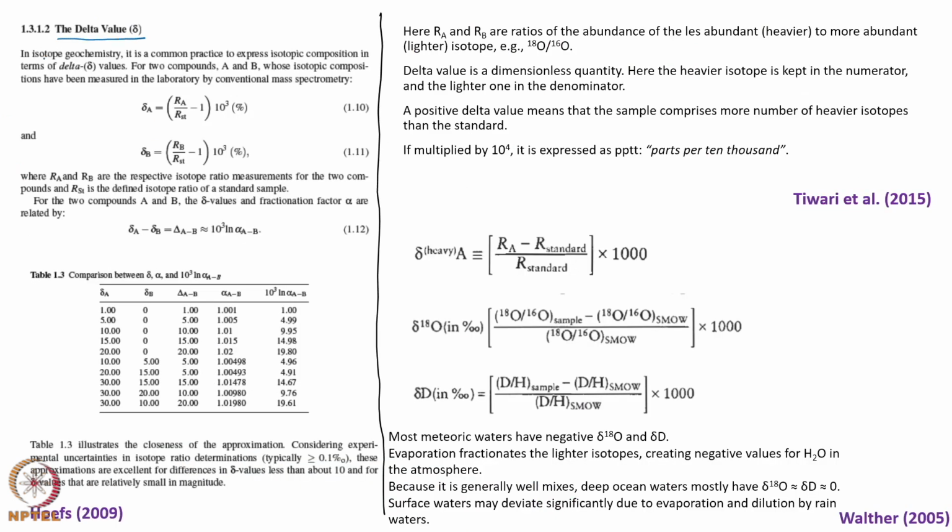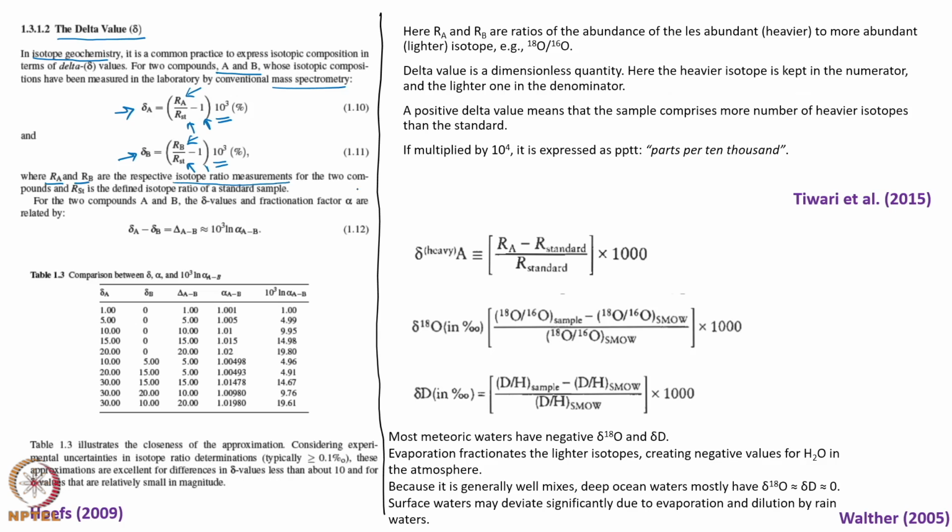A delta value in the isotope geochemistry, how is it defined? For the two compounds A and B whose isotopic compositions have been measured in the laboratory by conventional mass spectrometry, delta A is equal to R A divided by R standard minus 1 multiplied by 10 cube, and delta B is equal to R B divided by R standard minus 1 multiplied by 10 cube. Here R A and R B are the respective isotope ratio measurements and R ST is the isotope ratio of a standard sample. We are going to see in the next slide more detail about the standard sample.